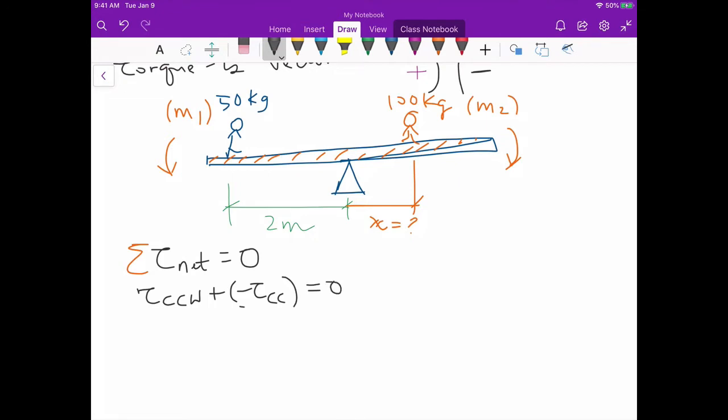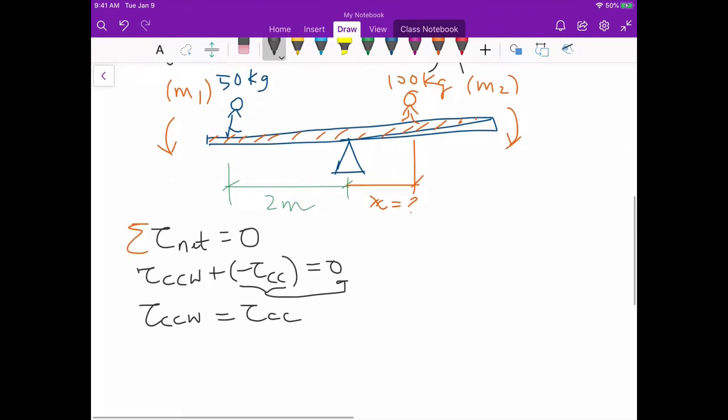That means if you take the clockwise torque to the other side of the equation, you will have torque in the counterclockwise direction equal to torque in the clockwise direction. That's the only time you will be able to achieve equilibrium. So now, in this simple example, which one is going to create counterclockwise torque? If you look at it here, mass 1 is going to create counterclockwise torque.